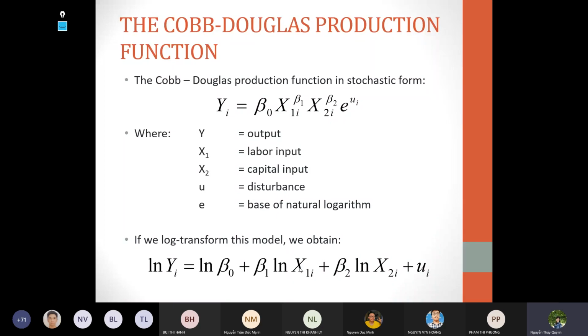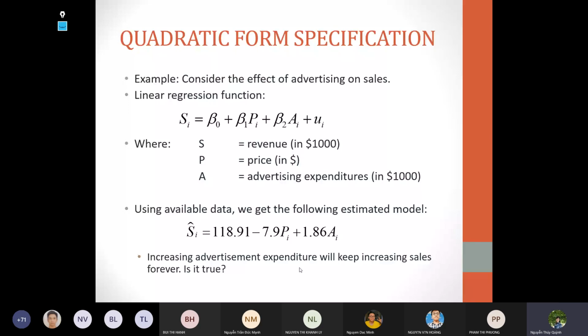All right, now let's move to another form of nonlinear relationship, that is the quadratic form specification. For polynomial form, we usually have quadratic and cubic functions. Here we just take the example of the quadratic function, and the interpretation of the cubic function will be somehow the same. You can do that if you know how we interpret the quadratic function.